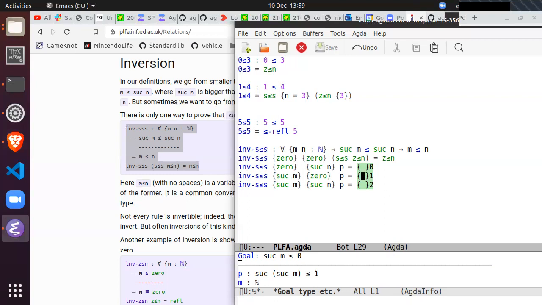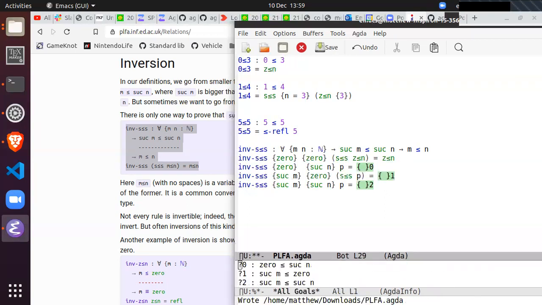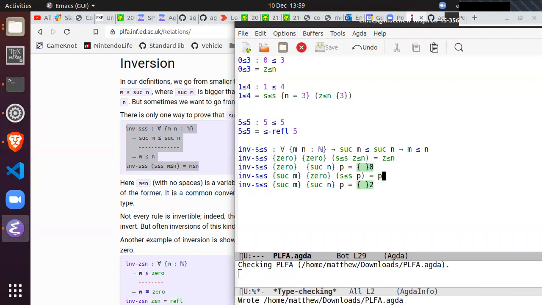Yeah, so let's see what Agda says when we try and case split on P. We have a goal that suc M is less than or equal to 0. And it says, okay, well, it will work because, of course, if you can find some term like s less than or equal to s of p, then of course this will work. But of course, you can't find such a term, but that doesn't matter.